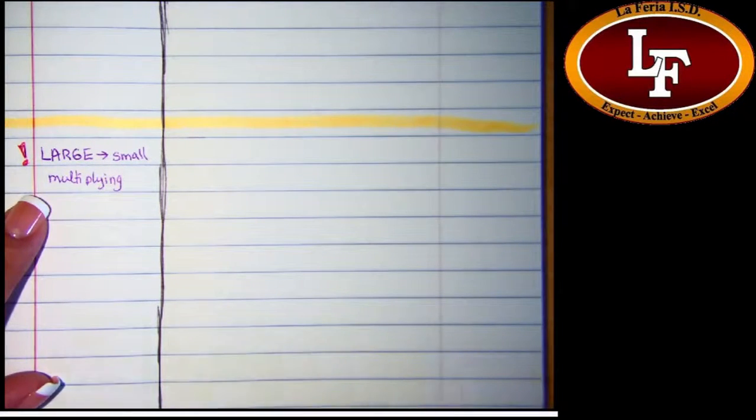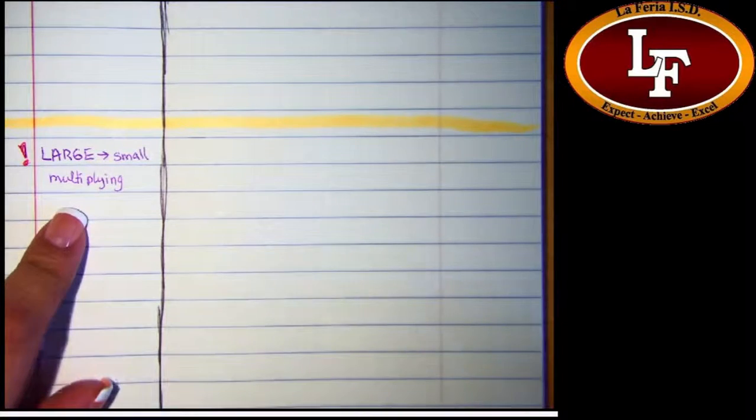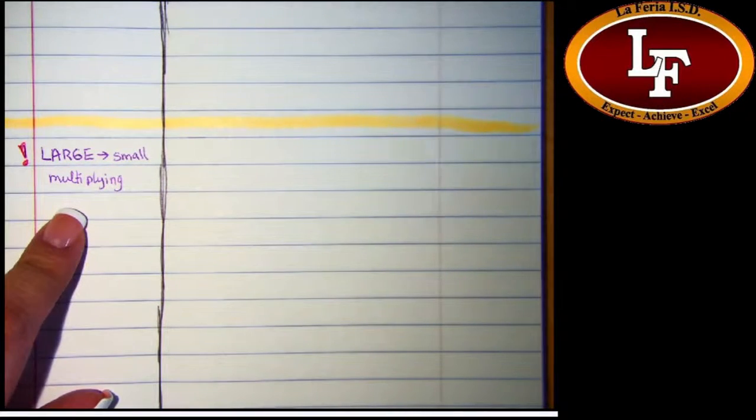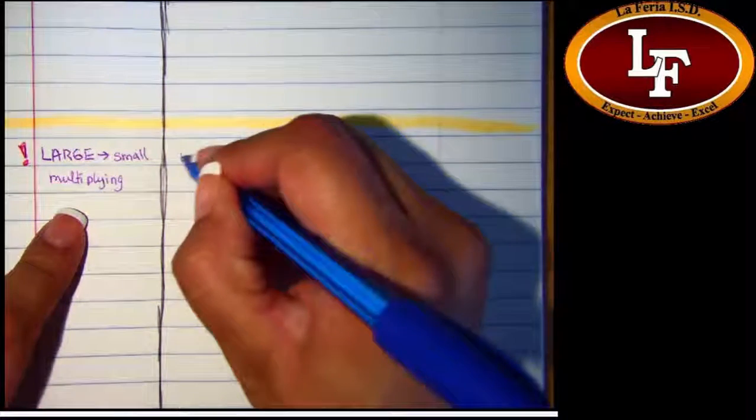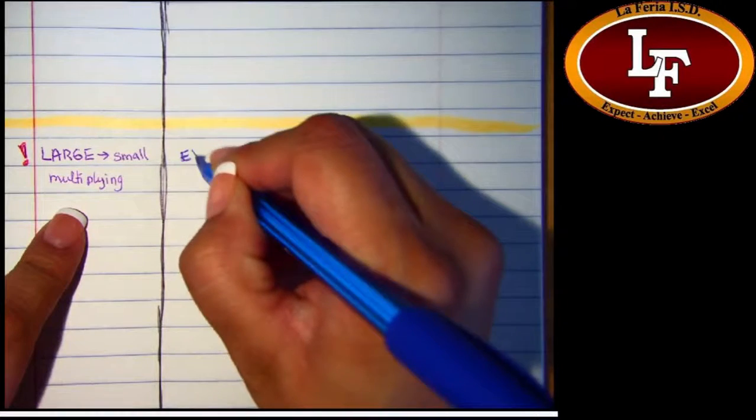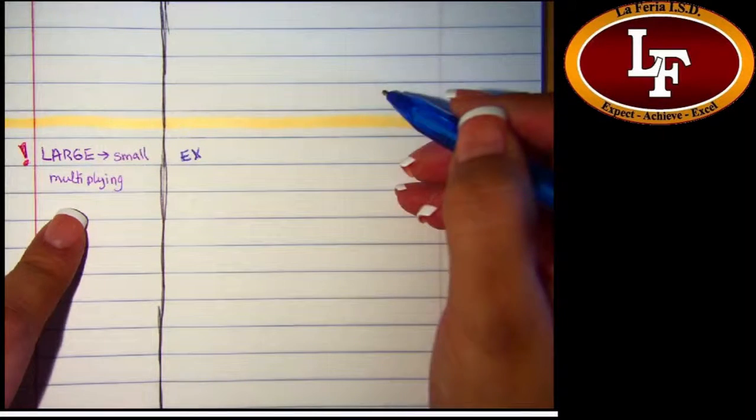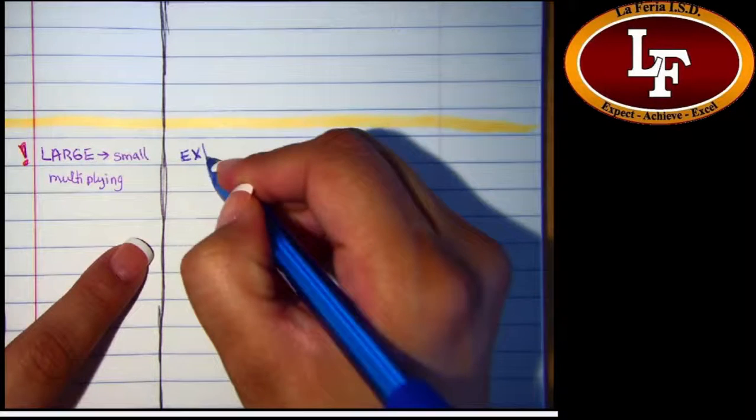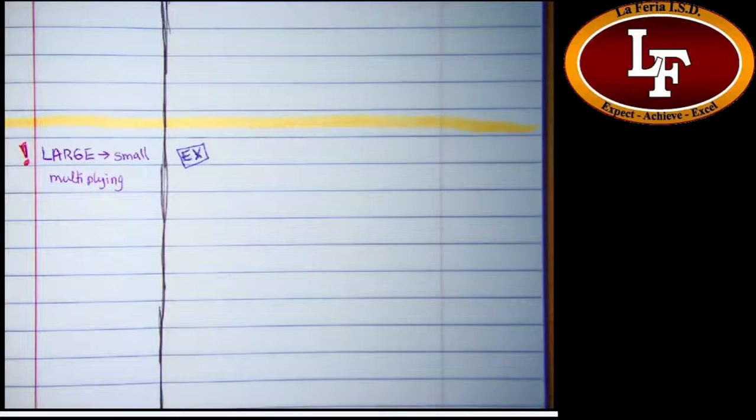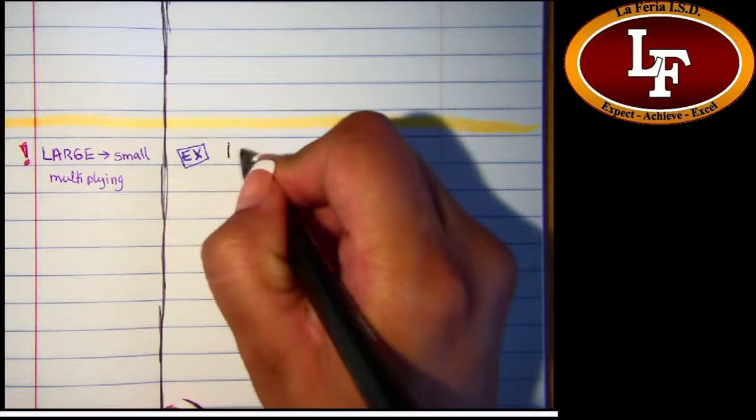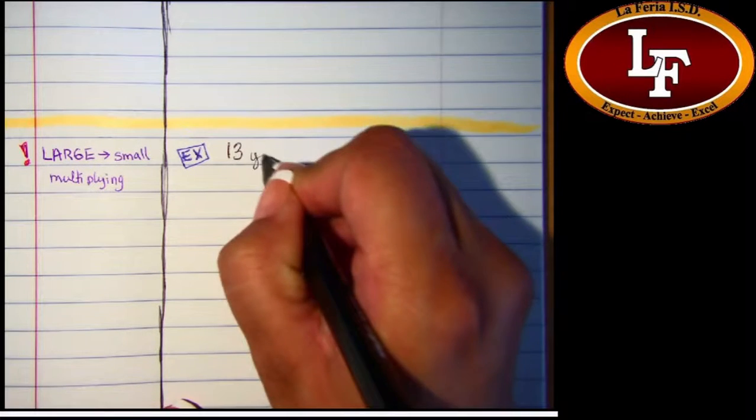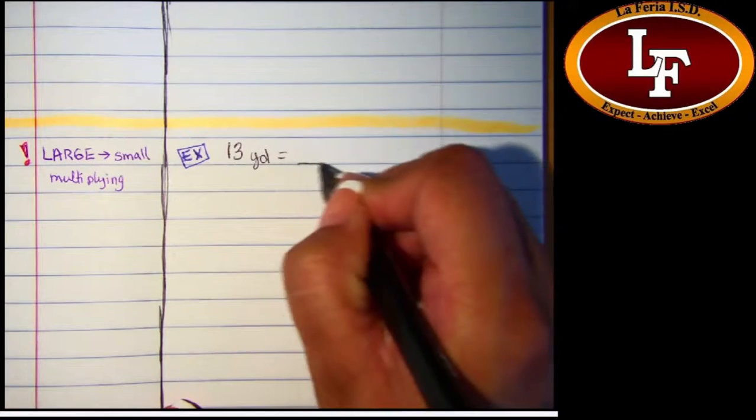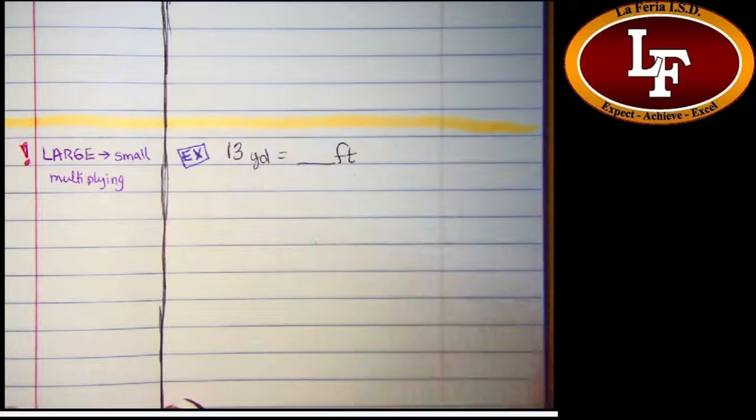Okay? That's the first important thing to note. For example, my marking for you to say that it's an example is going to be in dark blue, EX, and I'm going to put a box around it. So this is an example. The example we have is convert 13 yards into some number of feet.